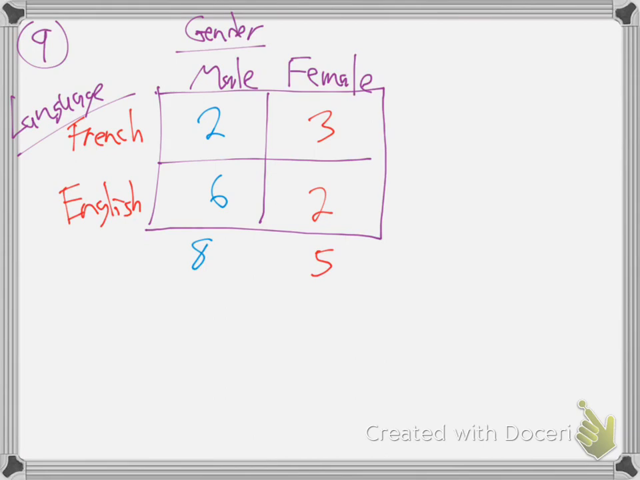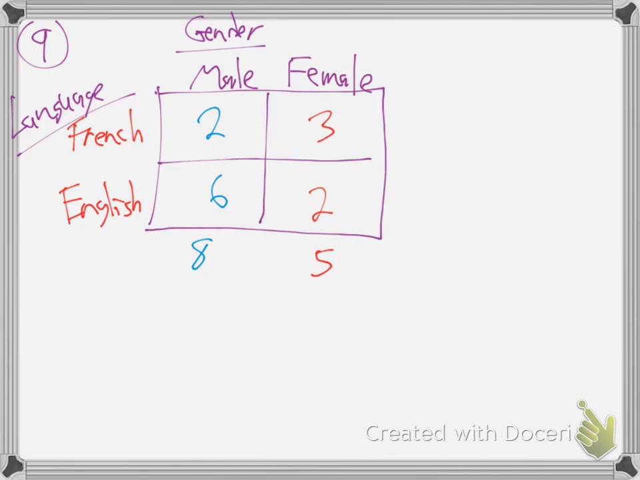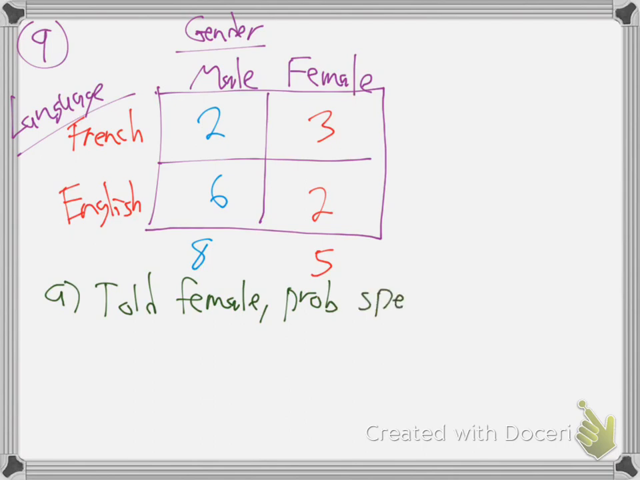And now come their questions. A student in the class is chosen at random. If you're told the student is a female, what's the probability that she can speak French? So, you're told it's a female. What's the probability that they speak French?